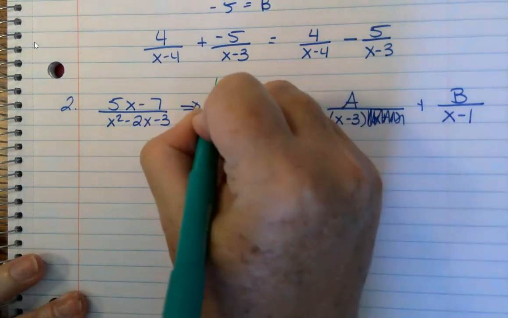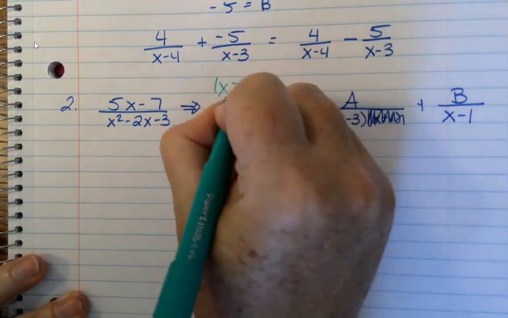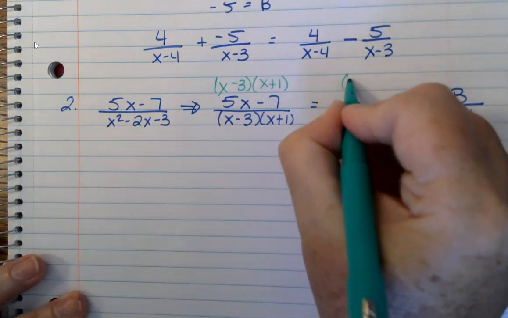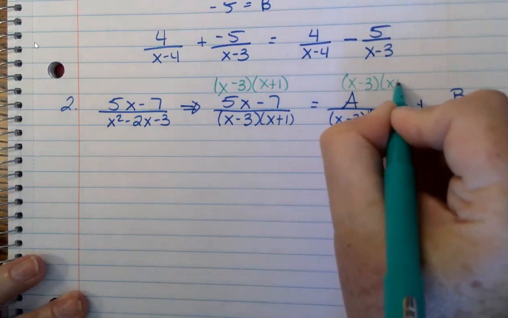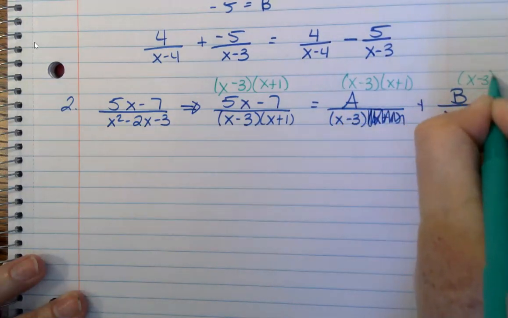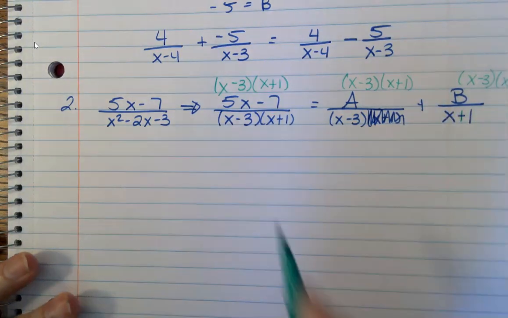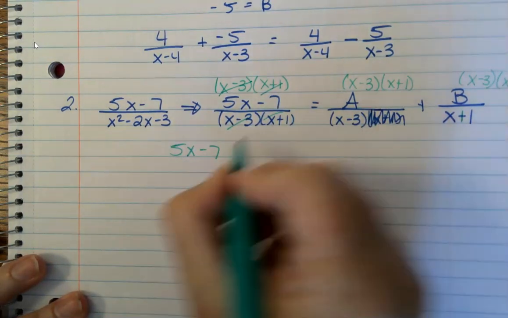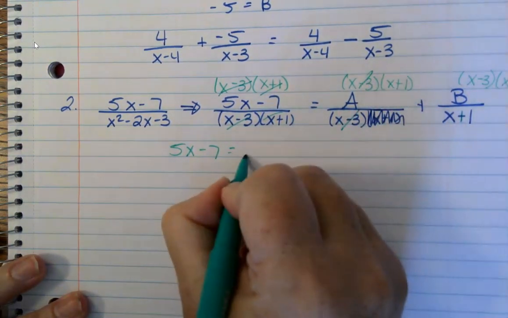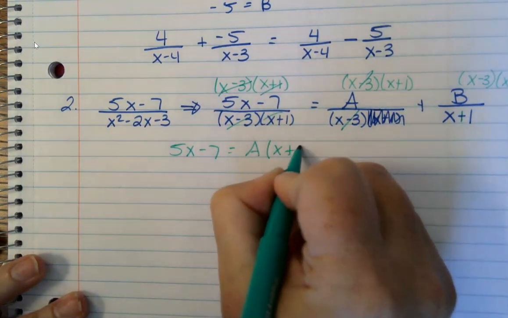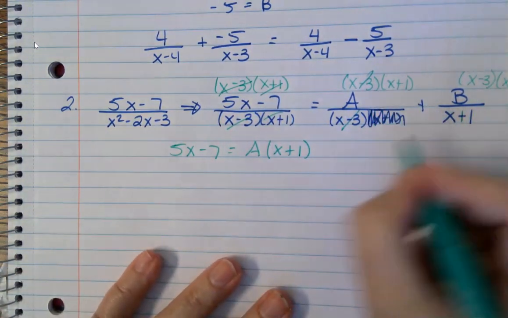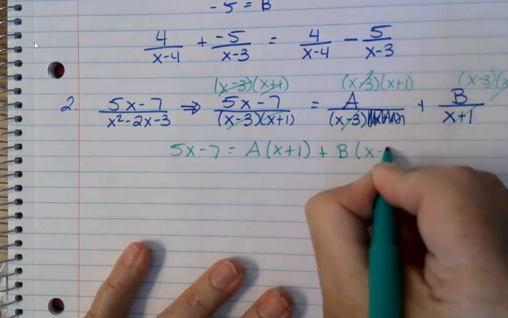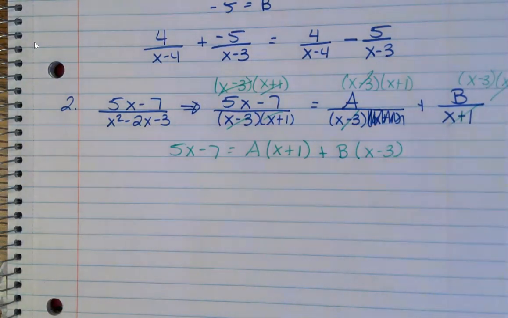So now we're going to multiply everything by the complicated denominator. That should be plus. x minus 3, x plus 1. So these cancel. We're left with 5x minus 7. The x minus 3's cancel, so we're left with a times x plus 1. And then plus, the x plus 1's cancel, and I'm left with b times x minus 3.